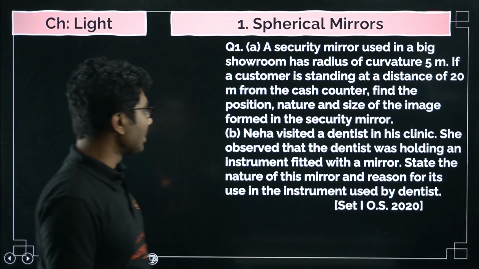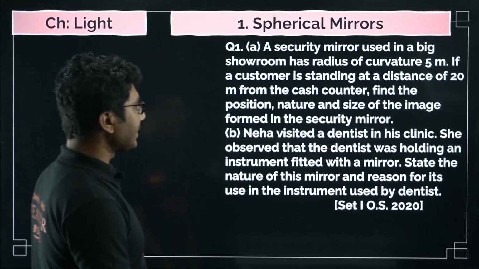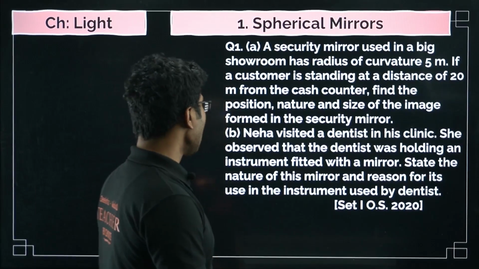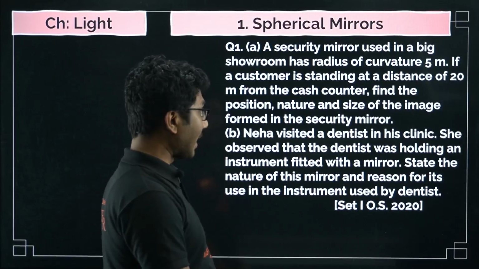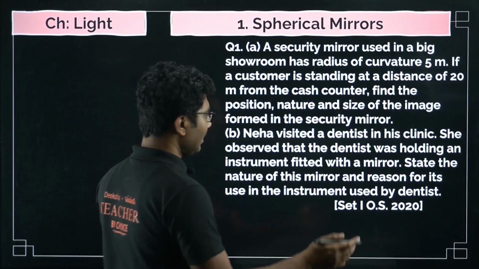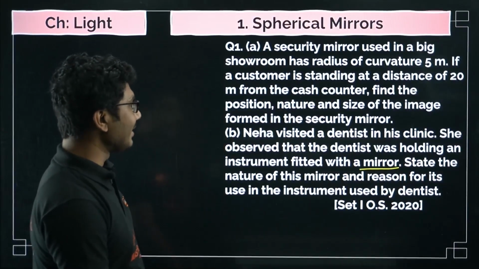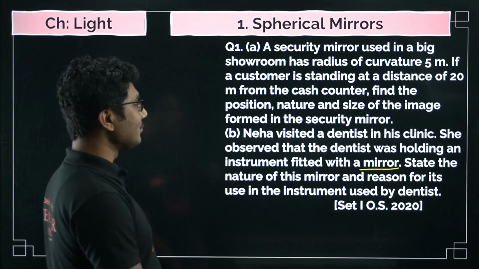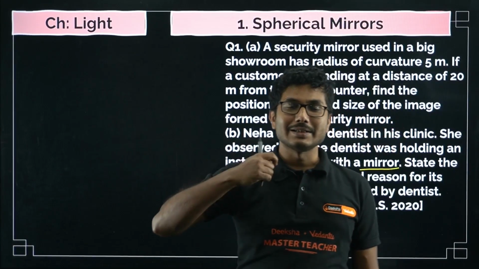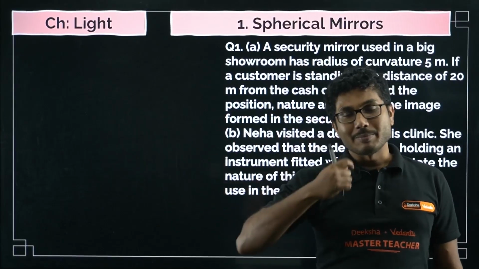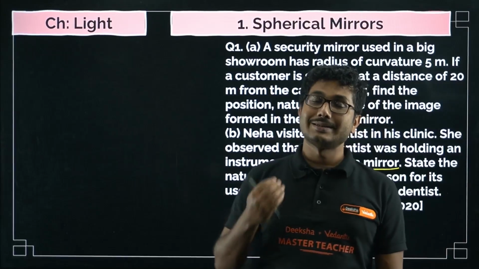Next part, question number B. Neha visited a dentist in his clinic. She observed that the dentist was holding an instrument fitted with a mirror. State the nature of this mirror and reason for its use in the instrument used by the dentist. So whenever the dentist is using a mirror, that is a concave mirror. Concave mirror can show enlarged images when the object is kept at less than focal distance.